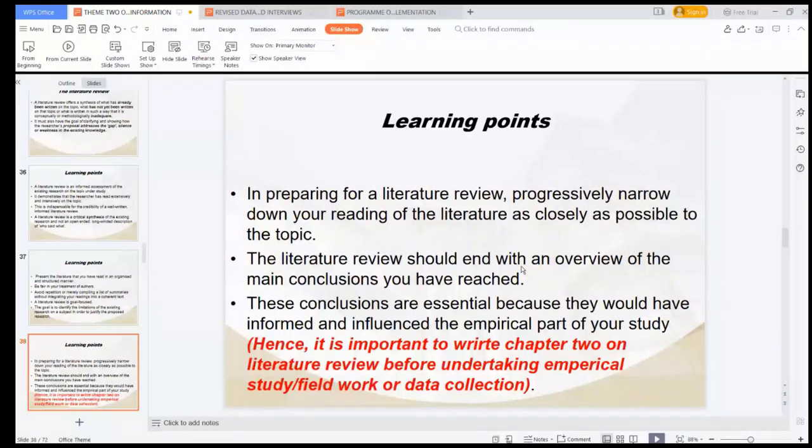The literature review should end with an overview of the main conclusions you have reached. Yes, that's good advice. These conclusions are essential because they would have informed and influenced the empirical part of your study. Now, I want to say I have a strong recommendation that it is important for any researcher to complete the literature chapters, Chapter 2, and Chapter 3 if it is also about literature, before undertaking fieldwork.